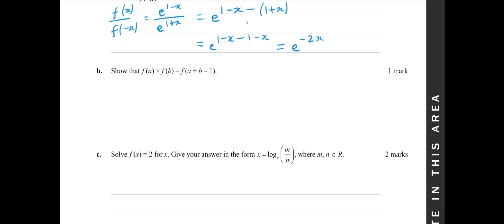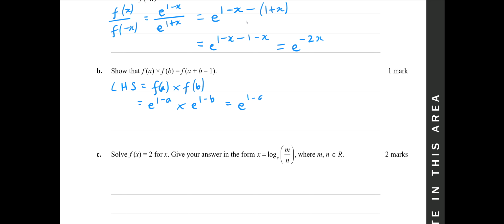Part B. Show that f(a) times f(b) is equal to f(a plus b minus 1). Okay, so this is a functional equation, and the best way to go about showing this is by simply working with the left and right hand side independently. So, the left hand side is equal to f(a) times f(b). So what does that simplify to? Well, f(a) is e to the 1 minus a, and f(b) is e to the 1 minus b.